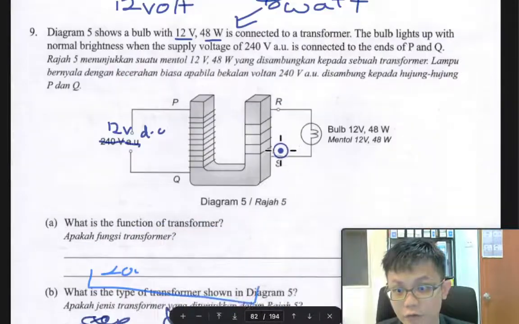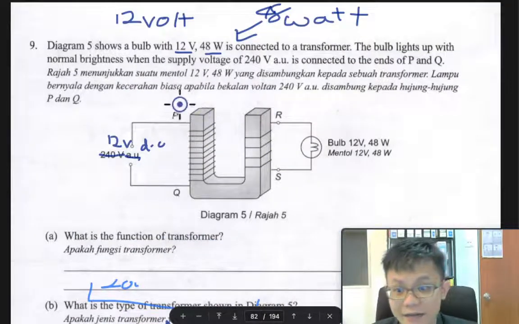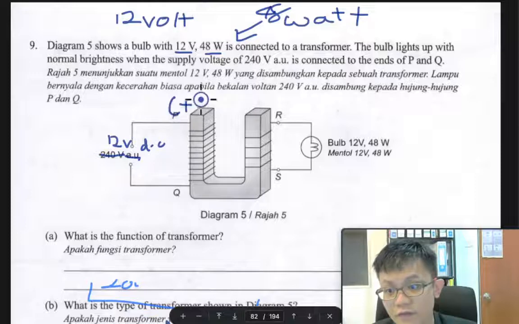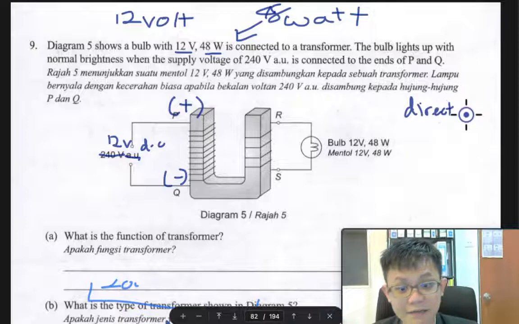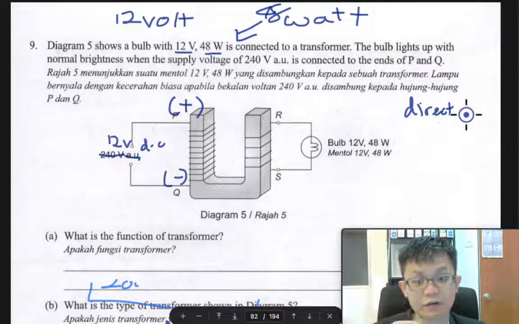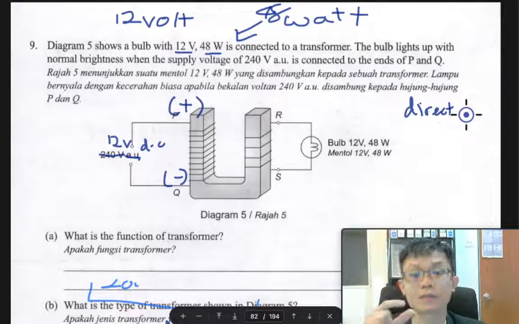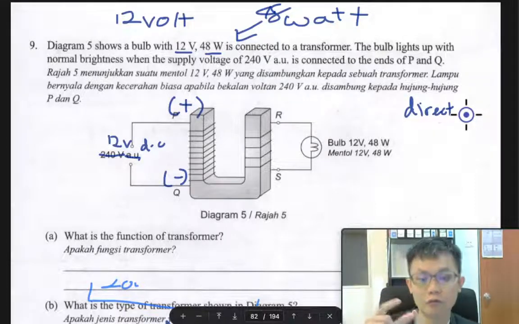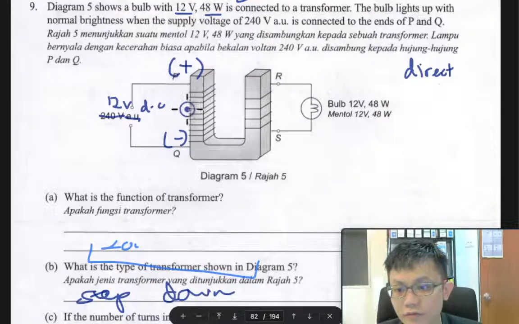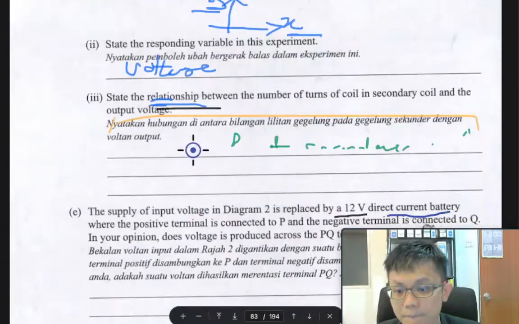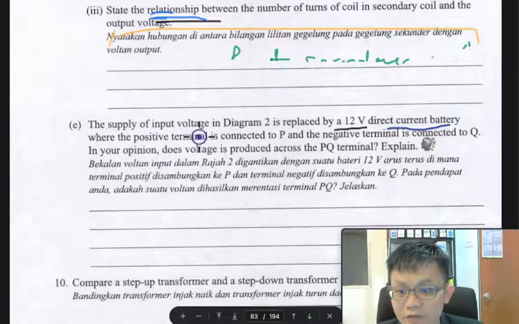So where is P and Q? This is the battery, direct current, positive, negative. We already did direct current examples, like the battery in the toys that you use. The toy battery has one positive, one negative, or like the car battery, one positive, one negative. So we have positive at P, negative connected to Q, finished already.